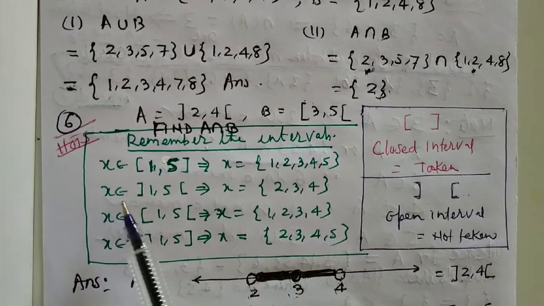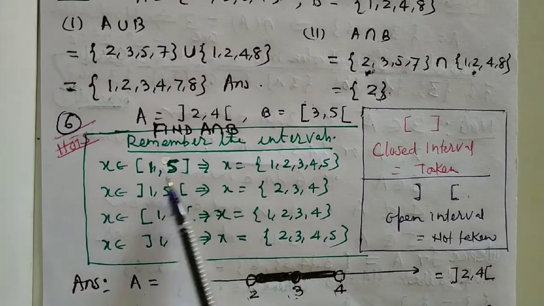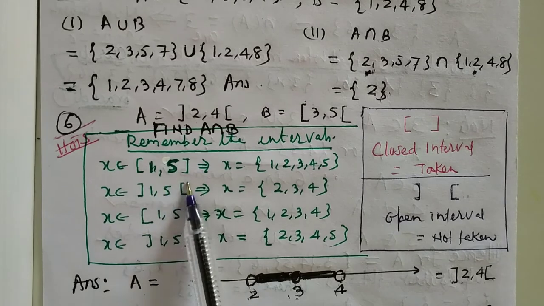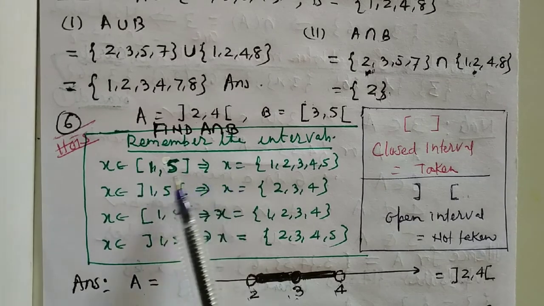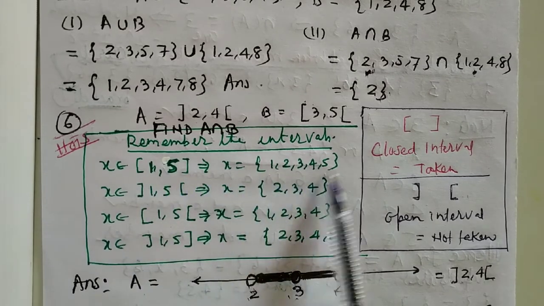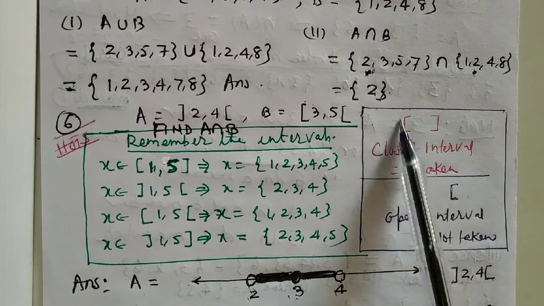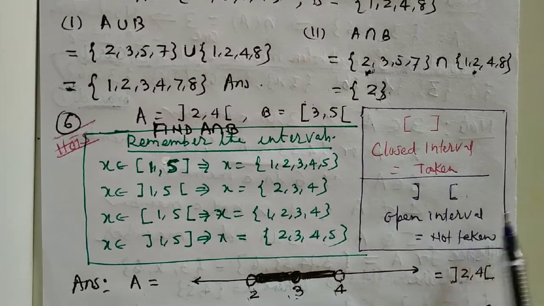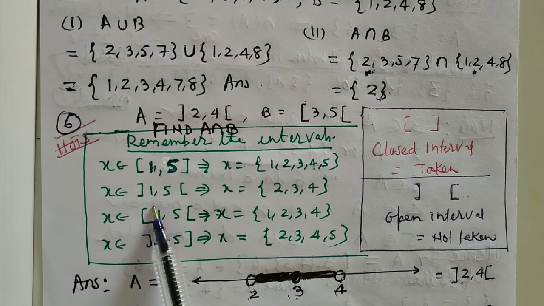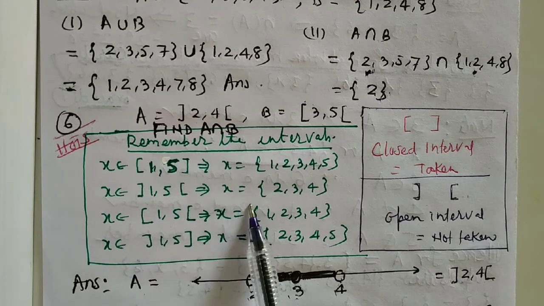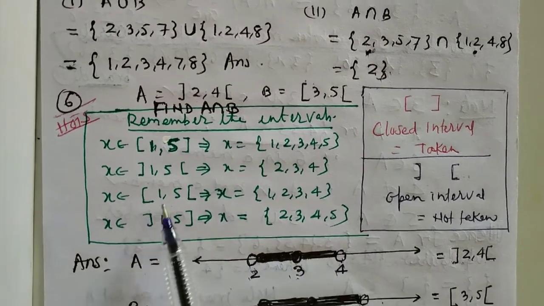Now the high order question. You already know that x is a member of 1 to 5, closed. So 1 is taken, 2 is taken, 3 is taken, 4, 5. All are taken, closed. This is open. Now 1, 5: neither 1 is taken nor 5 is taken. In between, all are taken.